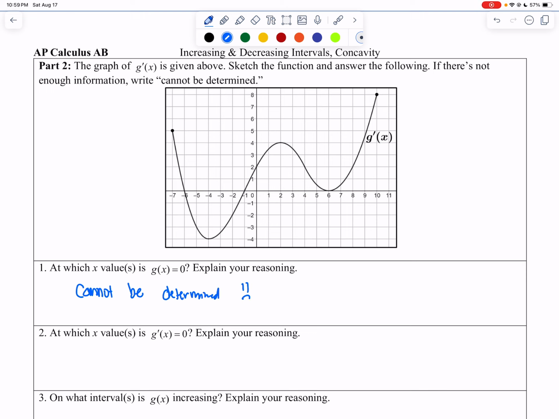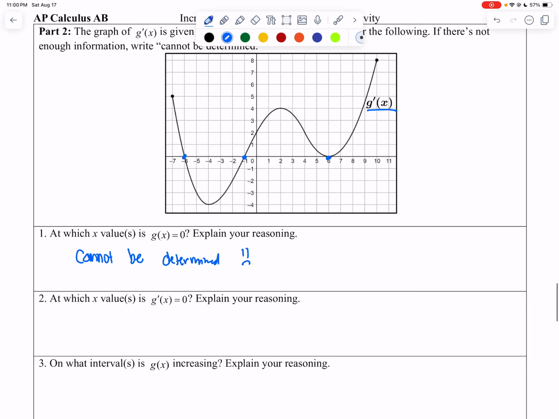Two says, at which x value is g prime of x equal to 0? Well, since we're already given g prime of x, you're just going to look at your zeros. So once again, this is going to be x is equal to -6, x is equal to -1, and x is equal to 6.